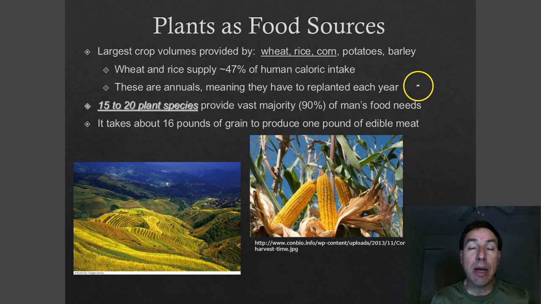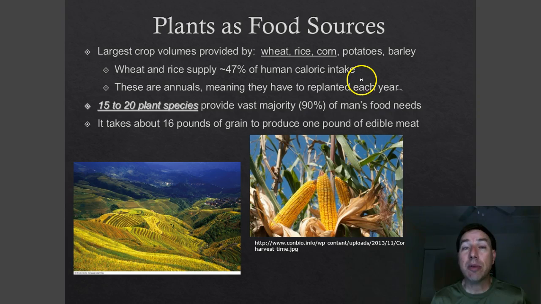So our largest amount of plants we use for agriculture are wheat, rice, and corn. These account for quite a lot of the caloric intake that we have here. 47% of the human calories that we get come from wheat and rice. And we talked about famine earlier and how people with kwashiorkor don't get enough protein, but they are supplied with enough wheat and rice. If we could get them some protein, then they wouldn't have that disease.